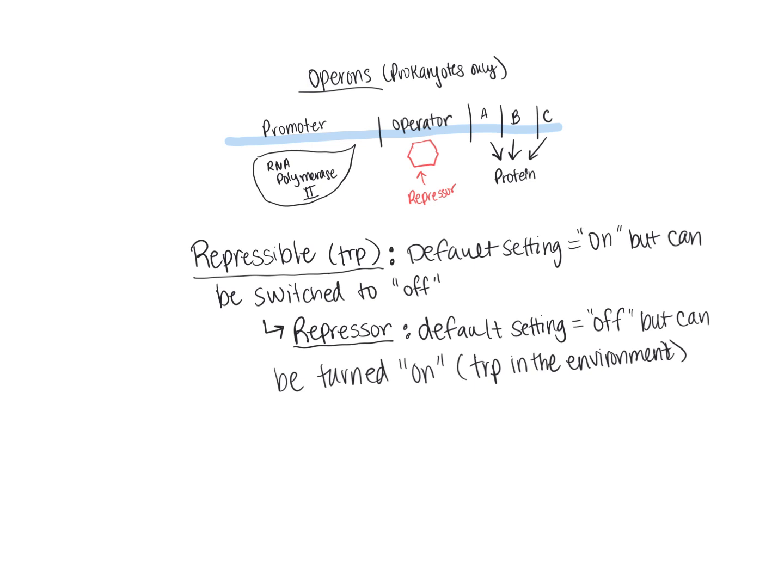So if tryptophan is available in the environment, it's going to bind to the repressor and turn it on. By turning on, the repressor will now bind to the operator and prevent RNA polymerase from being able to transcribe the genes. And it makes sense because if there's tryptophan in the environment, then there's no need to make more tryptophan. That's just going to be wasteful and using up resources and energy.